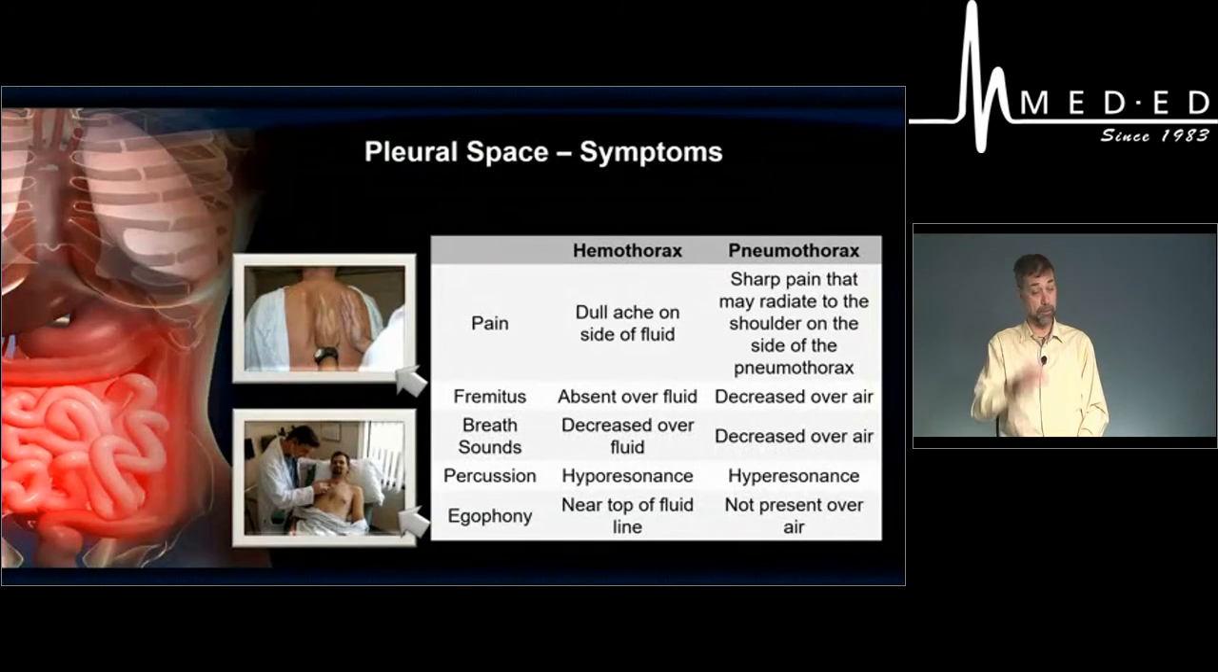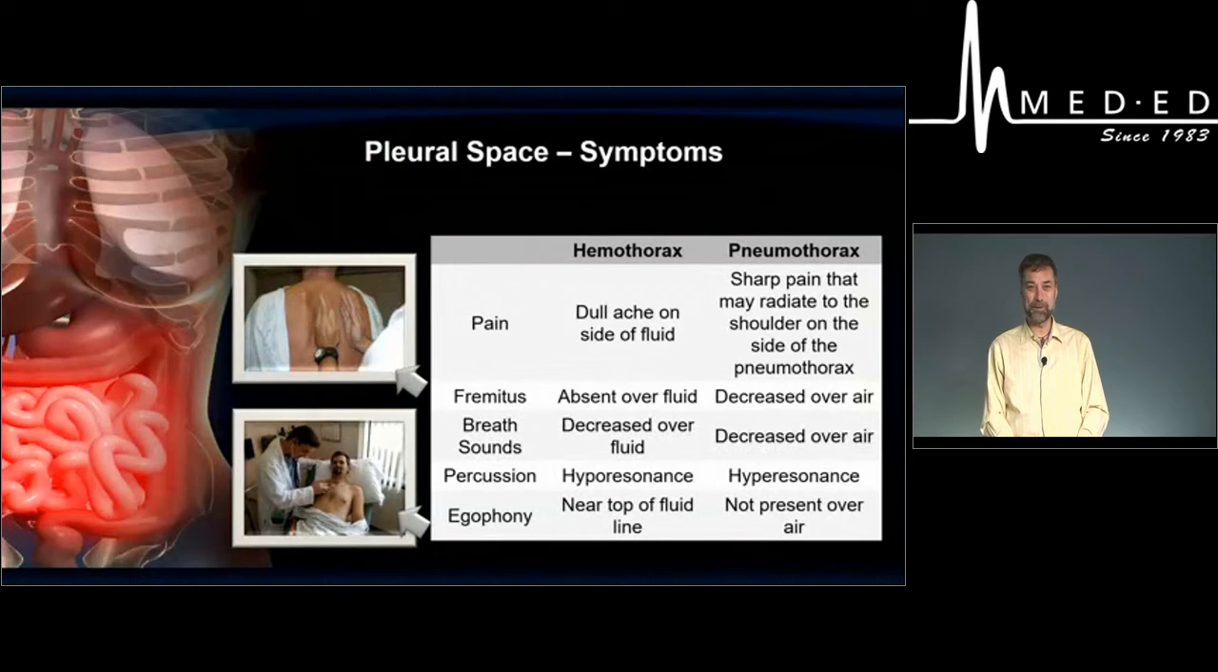If you percuss, good for you, whatever. Anyway, you'll notice if you percuss over fluid down here in the hemo, you're going to have hyporesonance or dullness to percussion. Whereas if you percuss over a pneumothorax, you'll have hyperresonance or tympany.